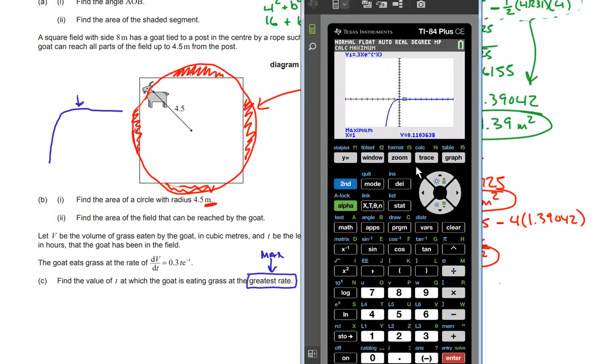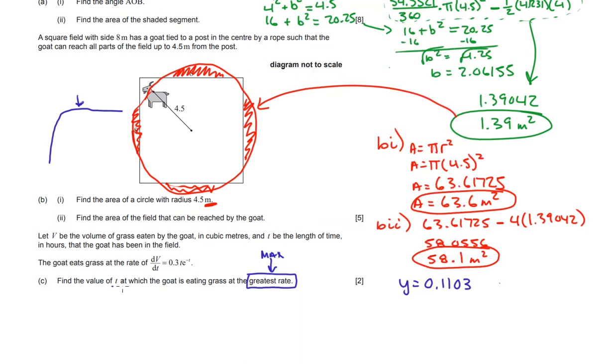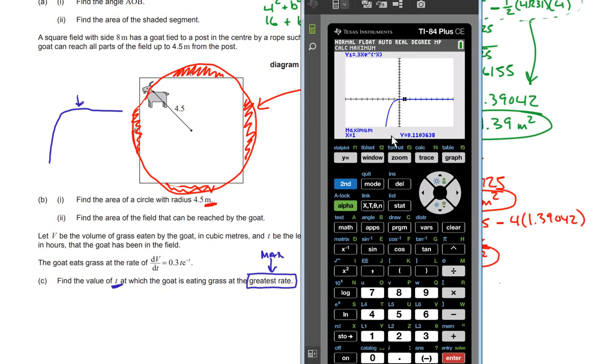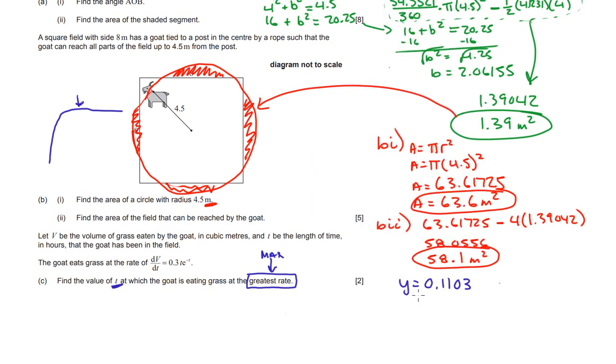But really what it was asking is find the value of t, right? The t value is time here, and that's at 1. So we get t equals 1, and that's what the maximum value is. It says find the value of t at which the goat is eating grass at the greatest rate. It's when t equals 1. Okay? Now you're actually going to get another point of calculation for showing this 0.1103 number, or by showing a sketch.